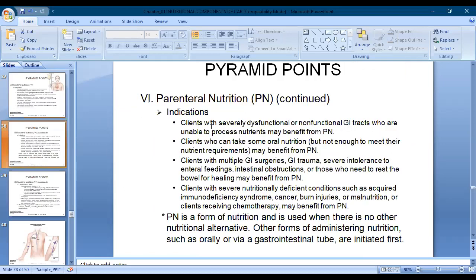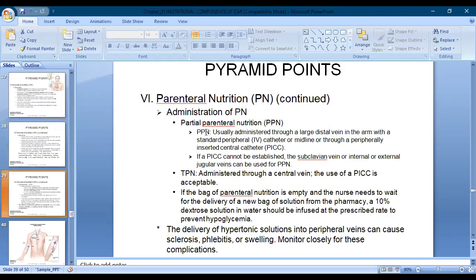And here in this slide, we talk about the indications for total parenteral nutrition, meaning the medical conditions when we need it, right? And the next page talks about parenteral nutrition, total parenteral nutrition here, and also the delivery of hypertonic solution.